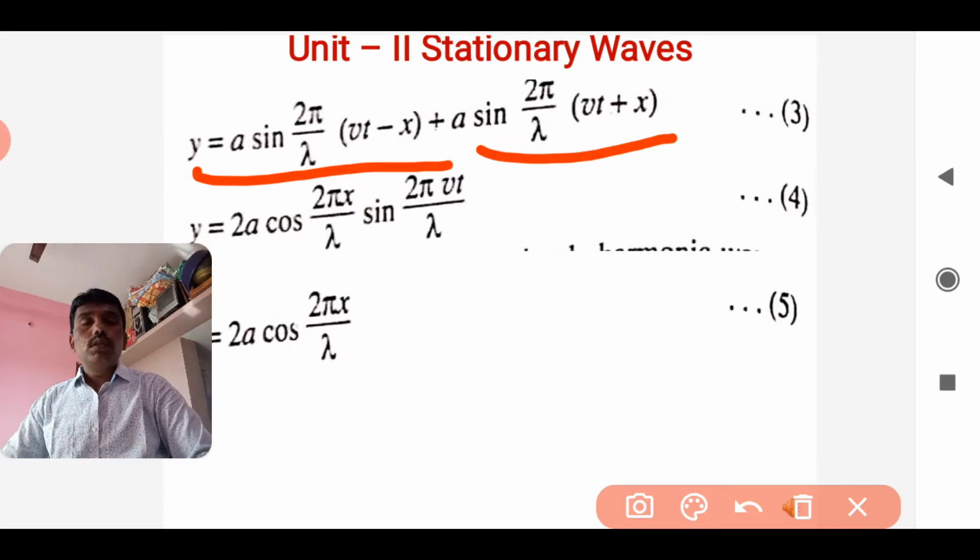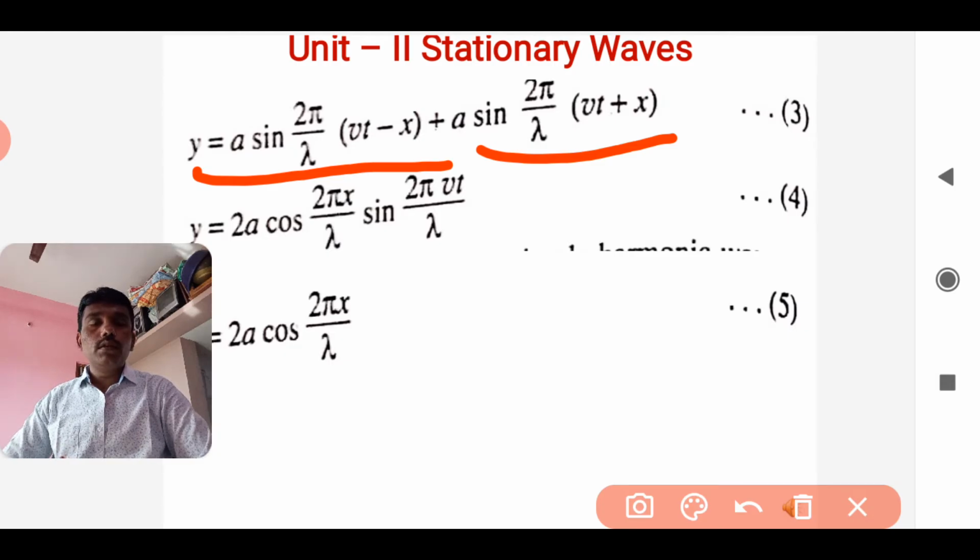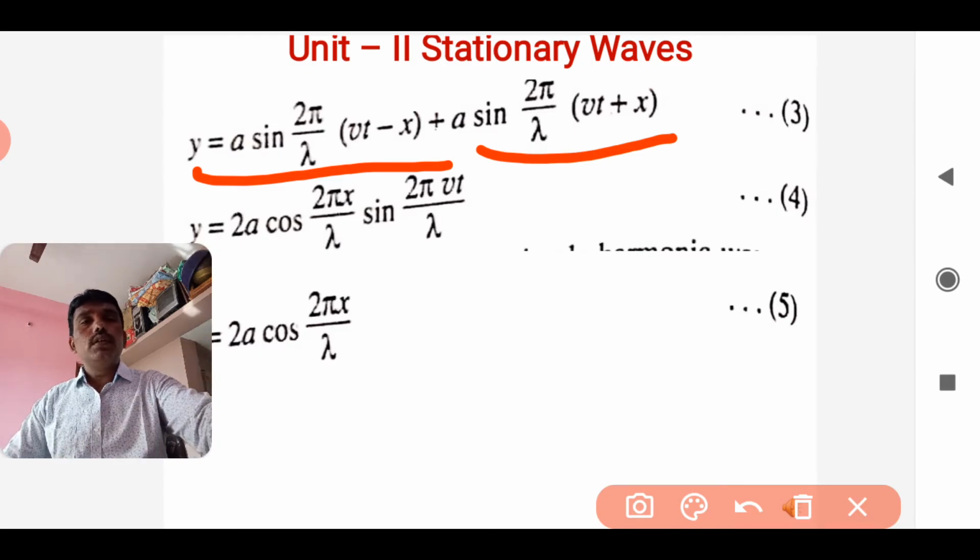But if you look at this case, there are relationships similar to sine (a + b) and sine (a − b), which we already saw in the 12th standard. Sine (a + b) is nothing but sine a cos b plus cos a sine b. In the same fashion, sine (a − b) is sine a cos b minus cos a sine b.